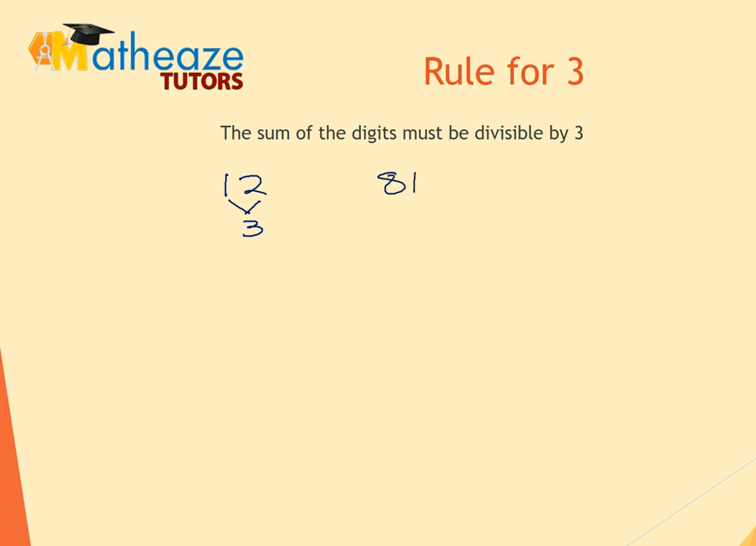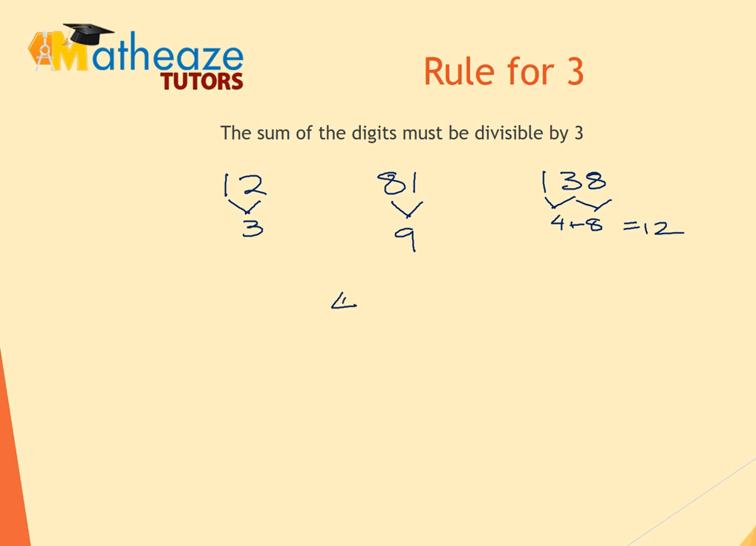Let's look at 81. I add 8 and 1 together, I get 9. 9 is divisible by 3, so therefore 81 must be divisible by 3. Let's try some 3-digit numbers. 138. So we're going to add every digit. 1 plus 3 is 4. 4 plus 8 is 12. 12 is divisible by 3, so therefore 138 will also be divisible by 3.